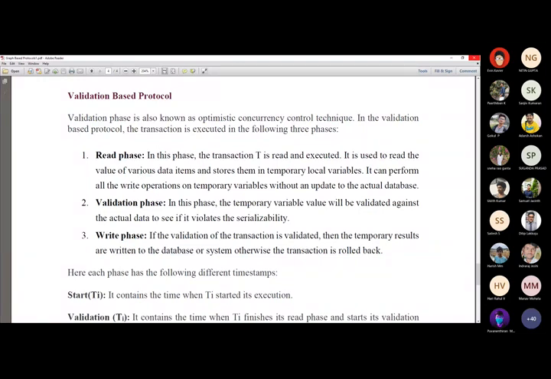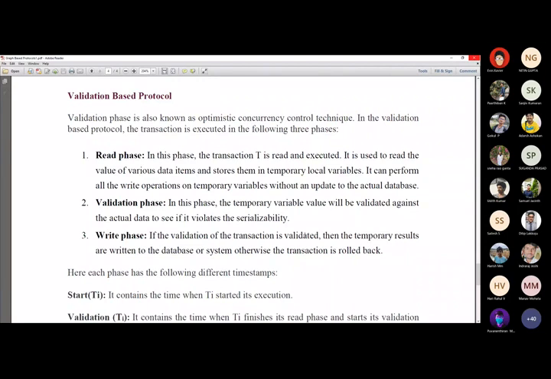In this phase, the temporary values will be validated against the actual data to check whether it violates serializability. Initially, whenever a transaction wants to work with a data item, it performs the operation only on temporary variables instead of actually writing the values. It stores the values in temporary variables, and in the validation phase, the temporary values are validated against the actual data to see if it violates serializability. If the validation of that transaction succeeds, it proceeds; otherwise the transaction is rolled back.